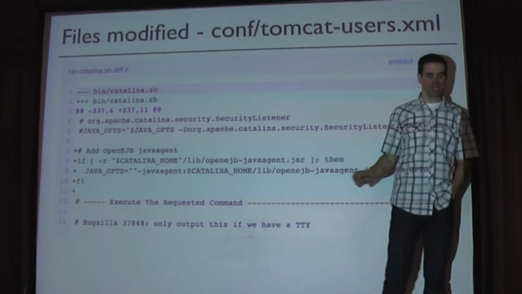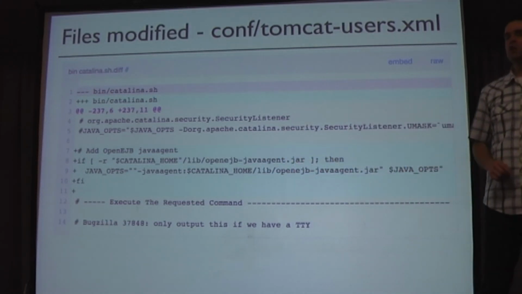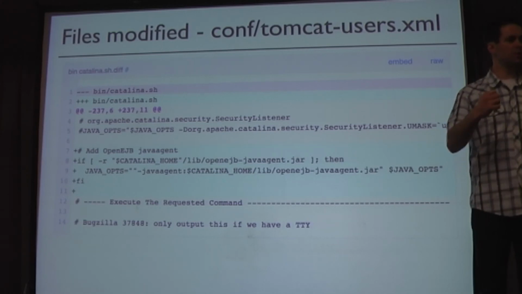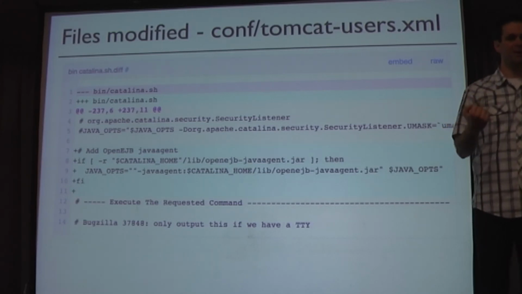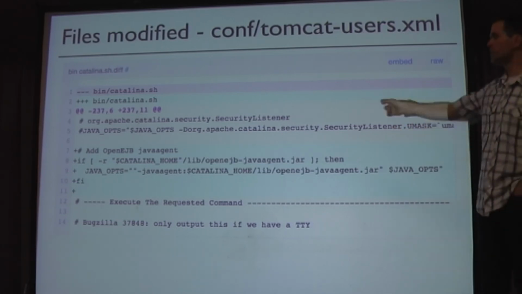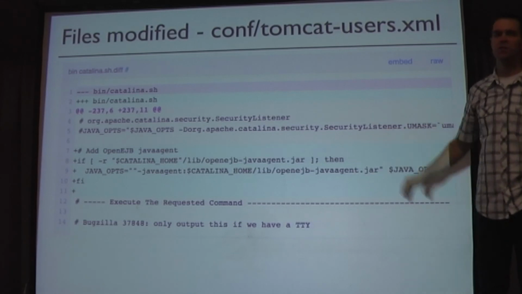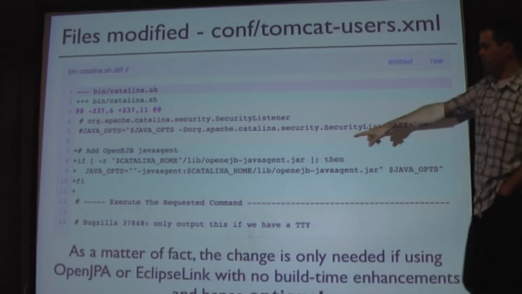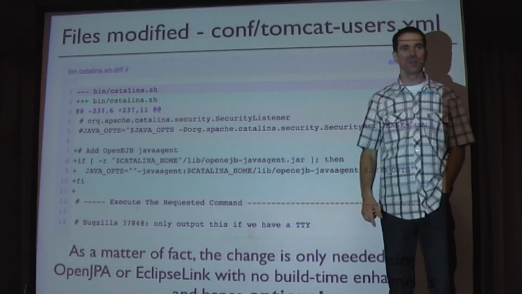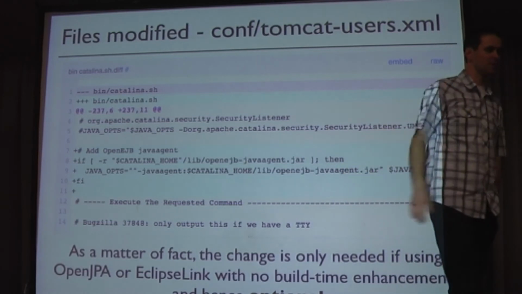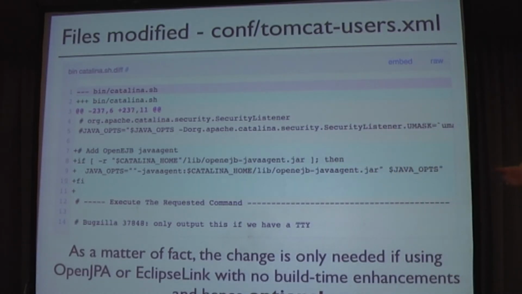OpenJPA Java Agent. It's for JPA runtimes. So if you don't use build time enhancements for your JPAs, for your entities, you will need it. Otherwise, it's optional. It's for OpenJPA and EclipseLink to do the proxies and other stuff, pretty much similar to what the Spring framework does.